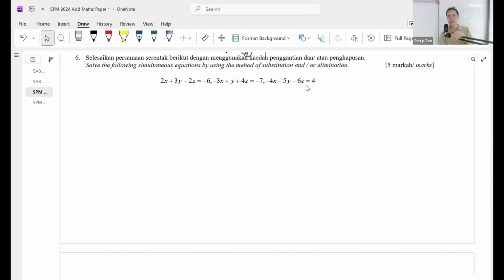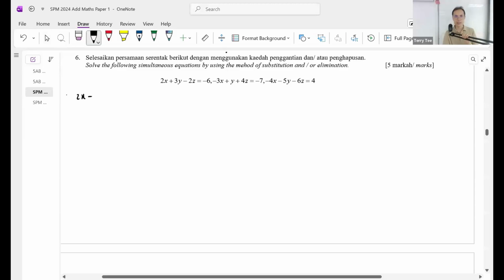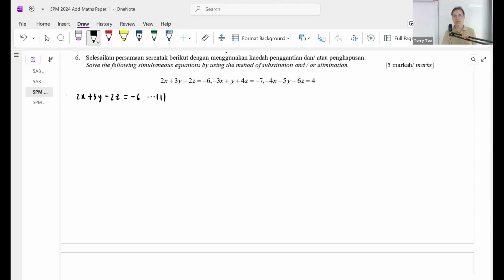Okay, question number 6. This is from Form 4, Chapter 3, System of Equation. All right, you're supposed to solve this simultaneous equation using the method of substitution or elimination. So it's up to you, whichever method. Some people like substitution, some people like elimination. Personally, I like elimination when you're given all three terms. It's easier to eliminate. Substitution is going to be a bit longer. But you can also use a mixed method, like part of it use substitution, part of it use elimination, right?